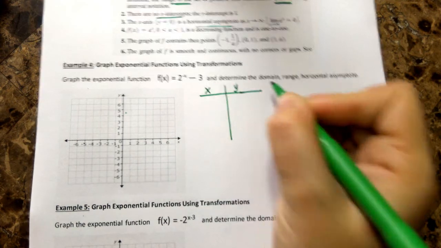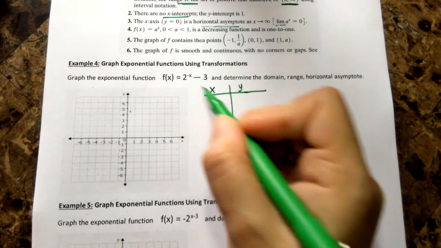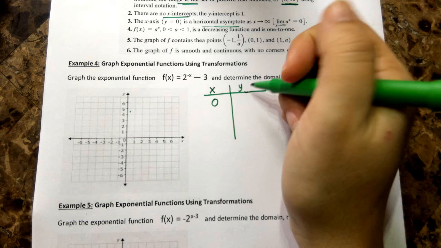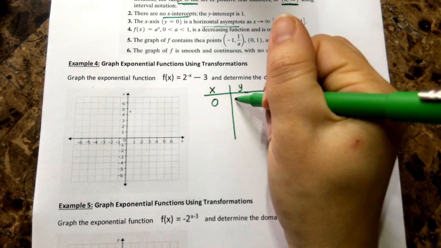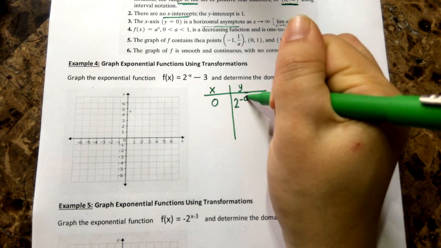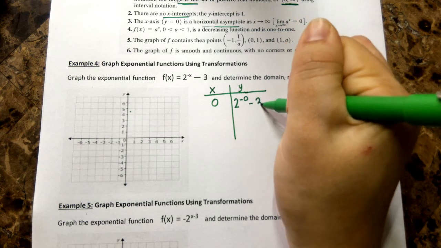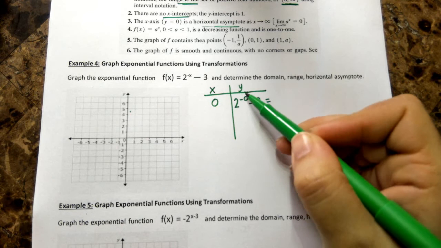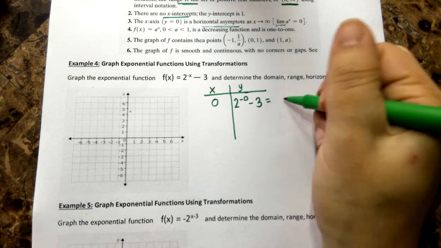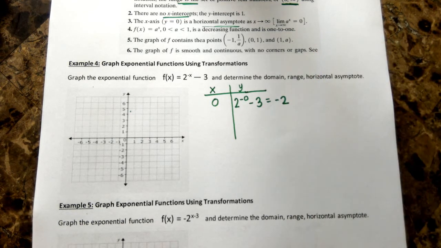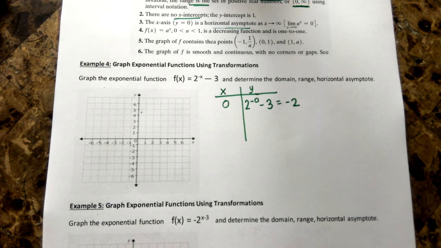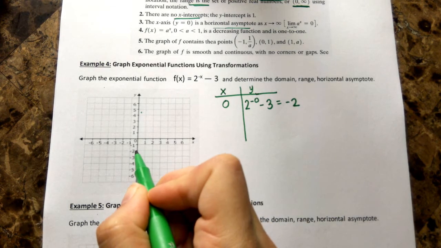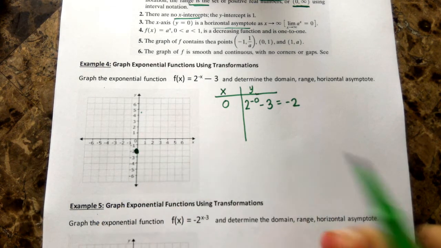So I'll go ahead and start with just the most basic one. When x is 0, our y value will be, well, I'll plug in 0 for x, it's going to be 2 to the -0 power minus 3. And you can do the math on that, but 2 to the 0 power is just 1. 1 minus 3 is a -2. So I can go ahead and plot my first point, which is 0, -2.